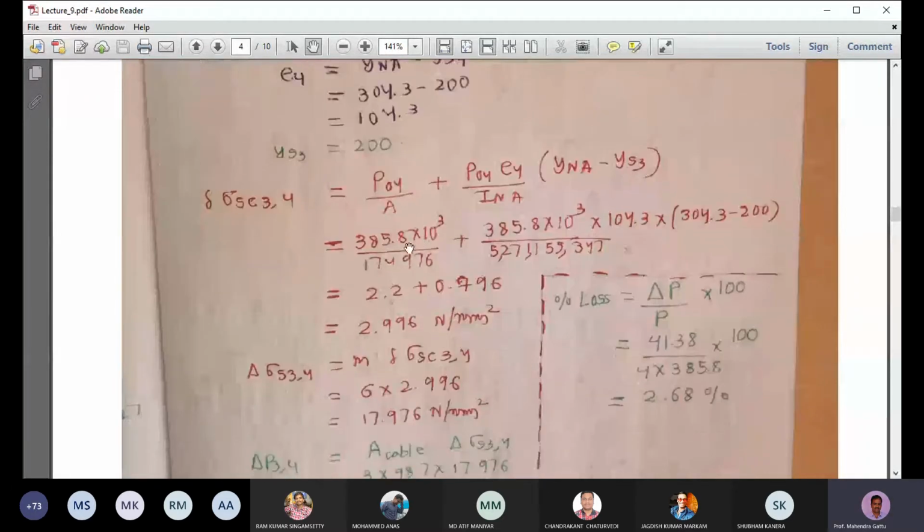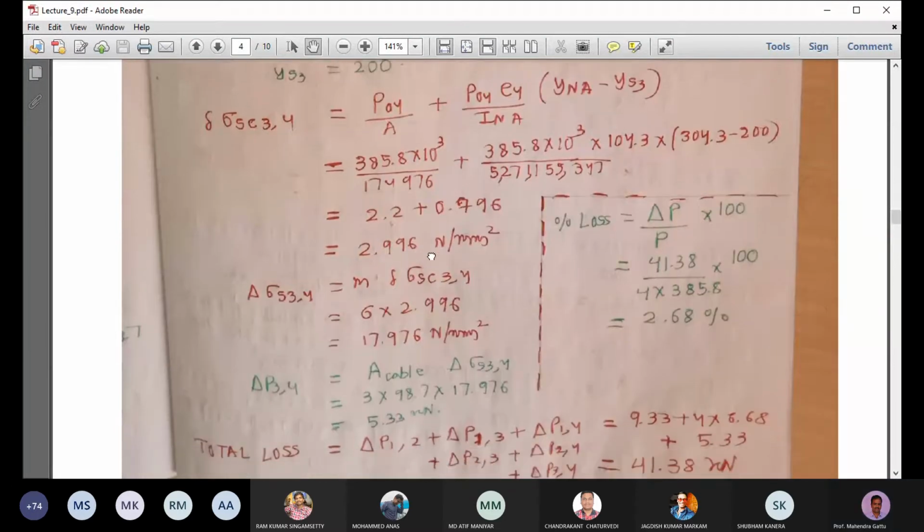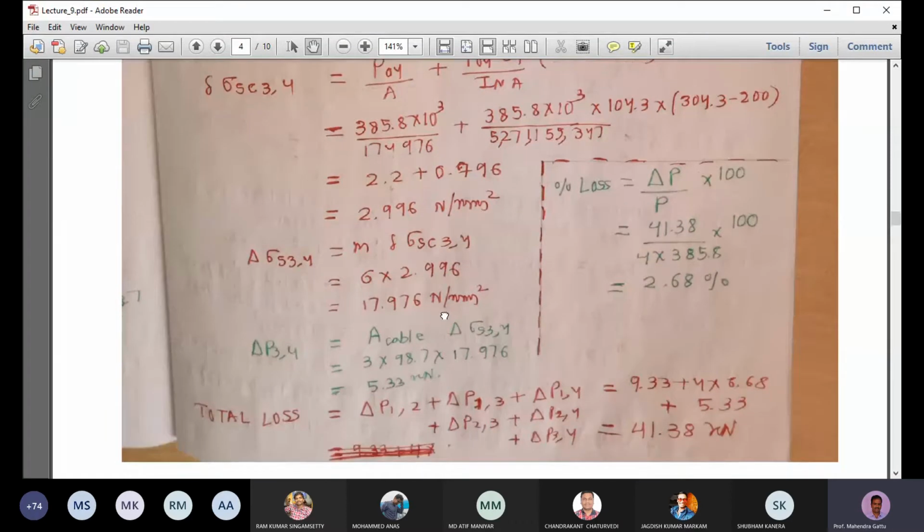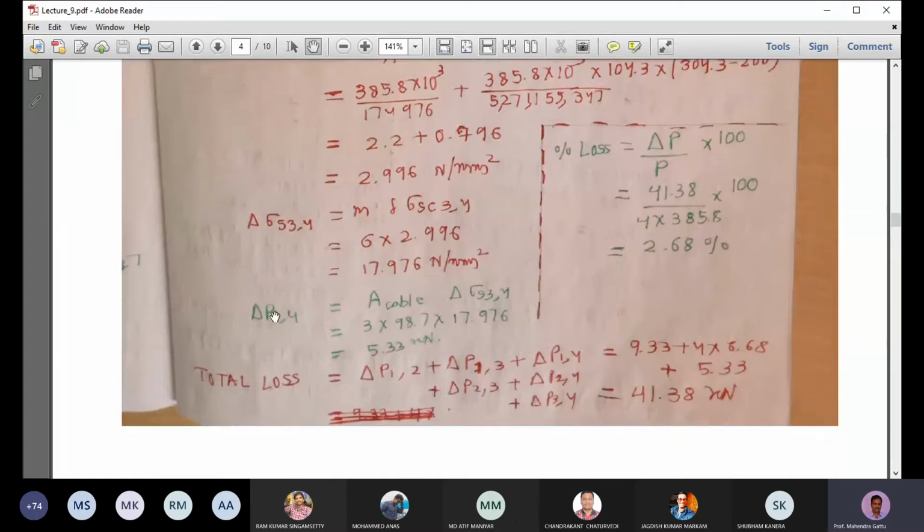So we will get this term 2.2, and here E4 is 104.3, and here it will be a little different. Previously ys1 and ys2 were 100, now ys3 is 200. So we'll get 304.3 minus 200. If you substitute it, we are getting around 0.796, and this value is 2.996. So from this we can calculate the loss of pre-stress in cable 3. It will be the modular ratio times this additional compressive stress in cable 3. So we're getting around 17.976. So we can get the loss of pre-stress force in cable 3 due to post tensioning of cable 4.